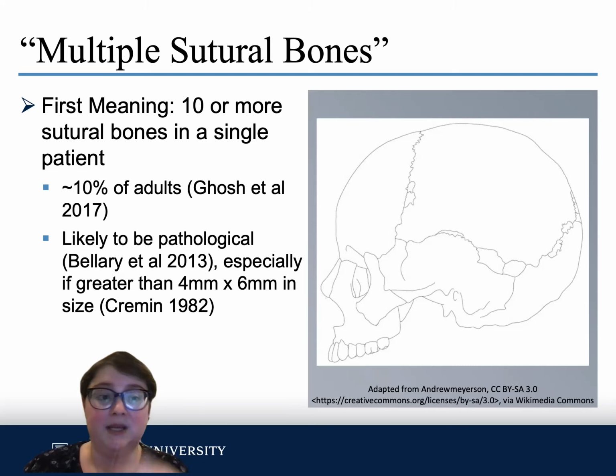The first medical meaning of multiple sutural bones is the presence of 10 or more sutural bones in a single patient. Although sutural bones are found in roughly half of all adults, closer to 10% of adults exhibit 10 or more sutural bones. The determination of pathology in these cases relies on the size of the bones, with 10 or more sutural bones larger than 4 millimeters by 6 millimeters indicating underlying pathology.